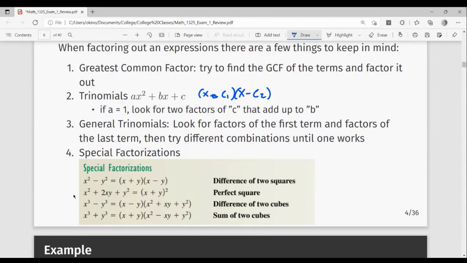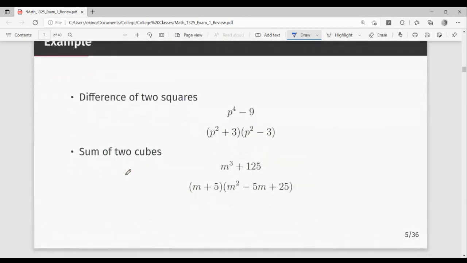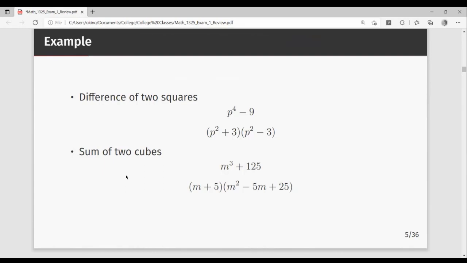So for these difference and sum of two cubes, there's a little saying: you always think of SOAP. When you're looking at your original operation in its factored-out form, you have same, opposite, and always positive. Okay, so let's move on to a couple of examples.